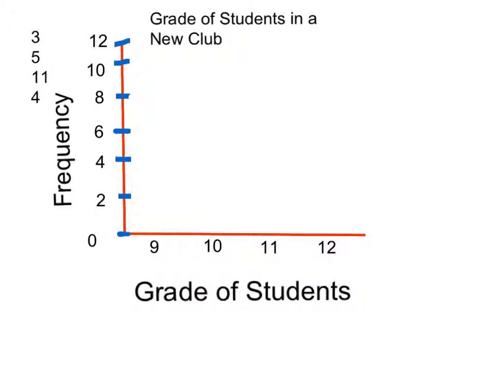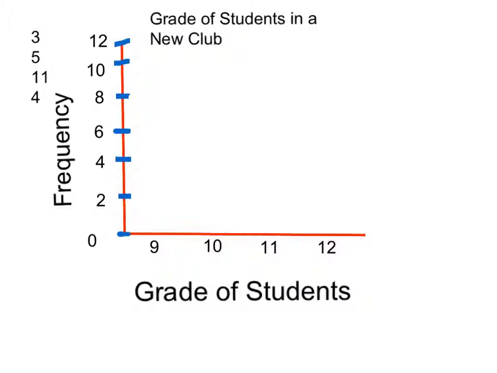Up in the corner again we have our frequencies for freshman, sophomore, junior, and senior. Now we need to make these frequencies into a bar graph. First we're going to start by making our axis. So here's my axis. They're labeled: the grades of students is along the bottom, and frequency, you always want that to be your vertical axis.